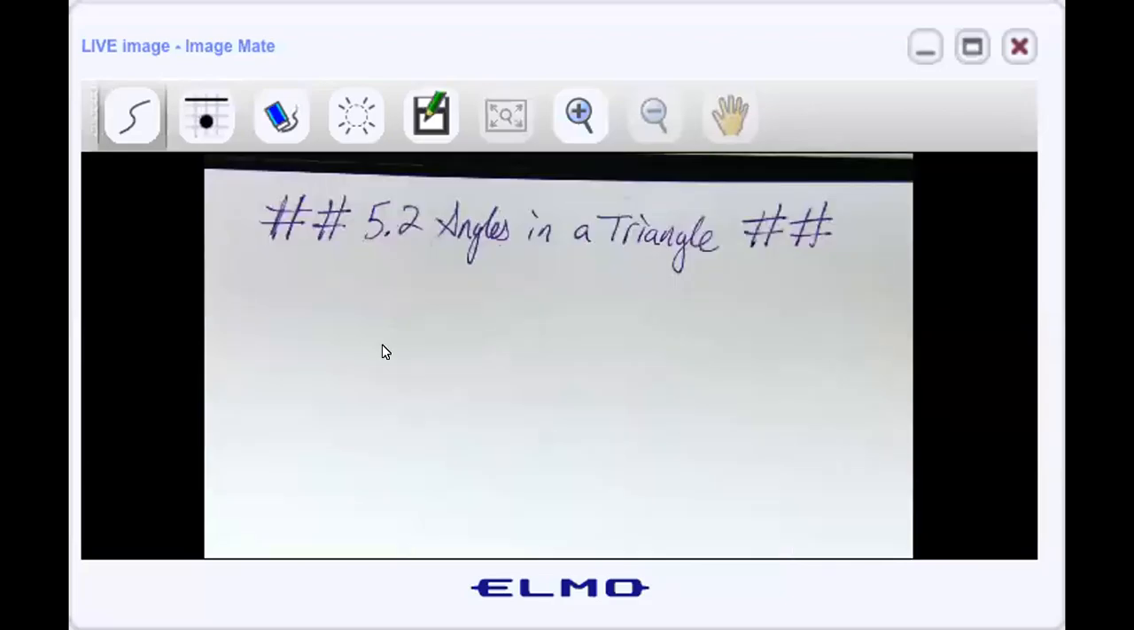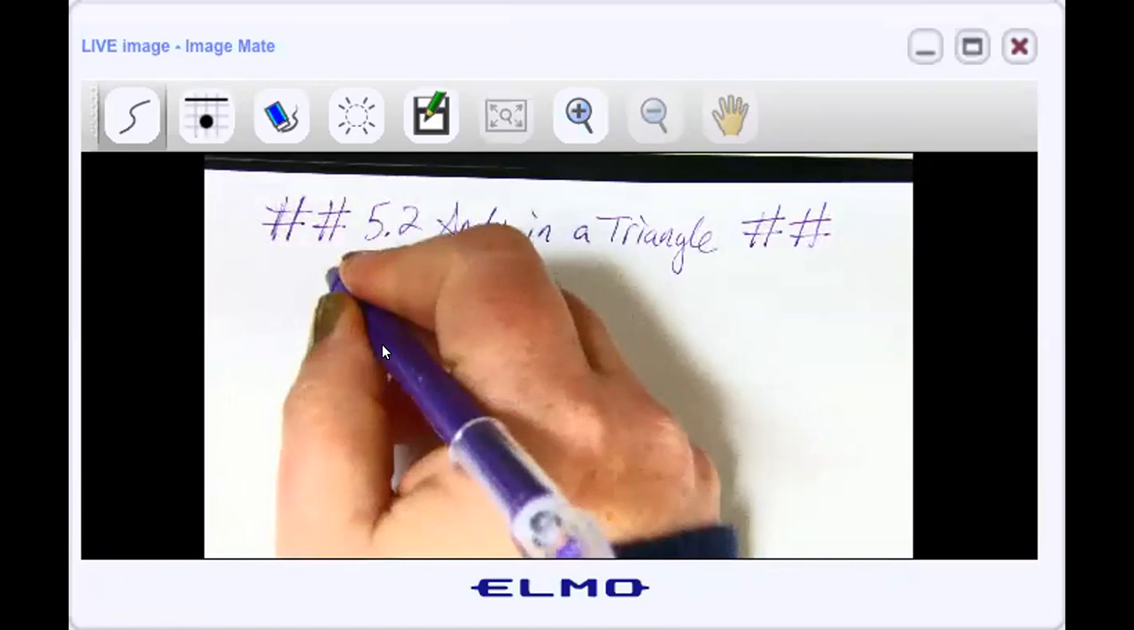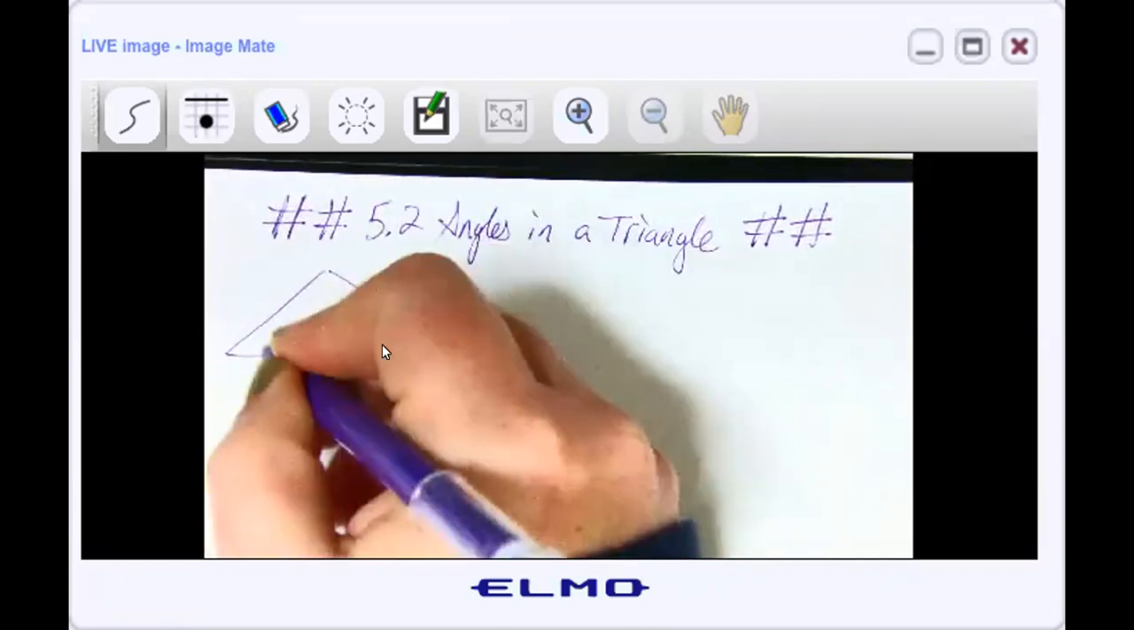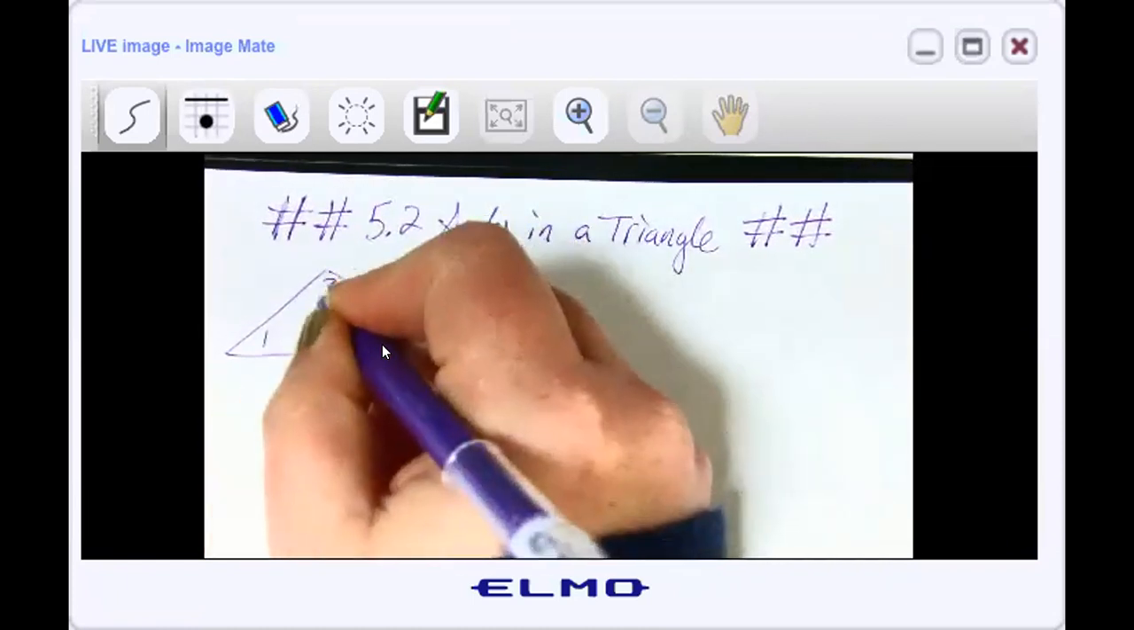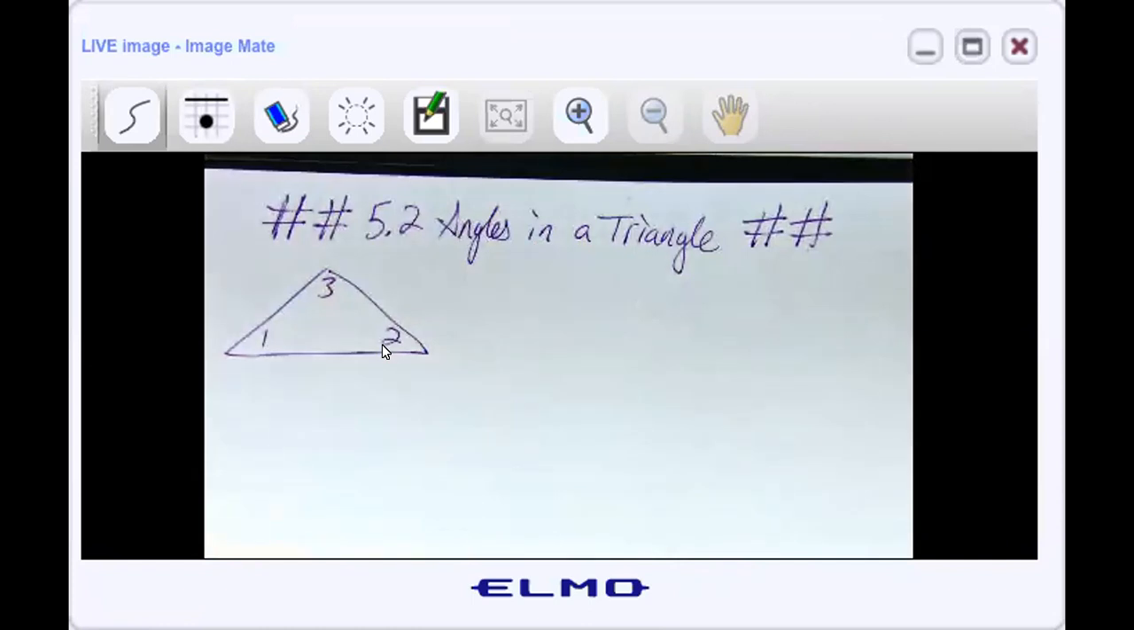Okay, so every triangle has 3 angles. I'll just call them angles 1, 2, and 3. All right, so we already discussed yesterday, sometimes they'll all be acute, sometimes you might have one that's right, sometimes you might have one that's obtuse.